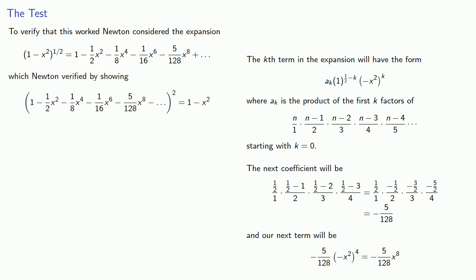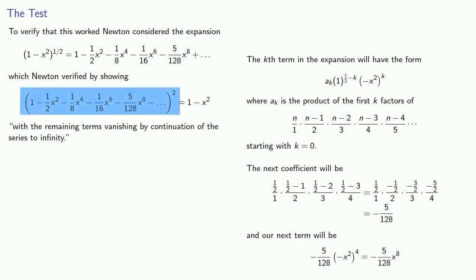And Newton verified that this was actually the case by considering what happens when we square the series. And if we do that, we find we do get 1 minus x squared, with the remaining terms vanishing by continuation of the series to infinity. In other words, if we do this expansion, we do get additional terms, but if we include the next term of our series, we'll eliminate some of these extra terms.